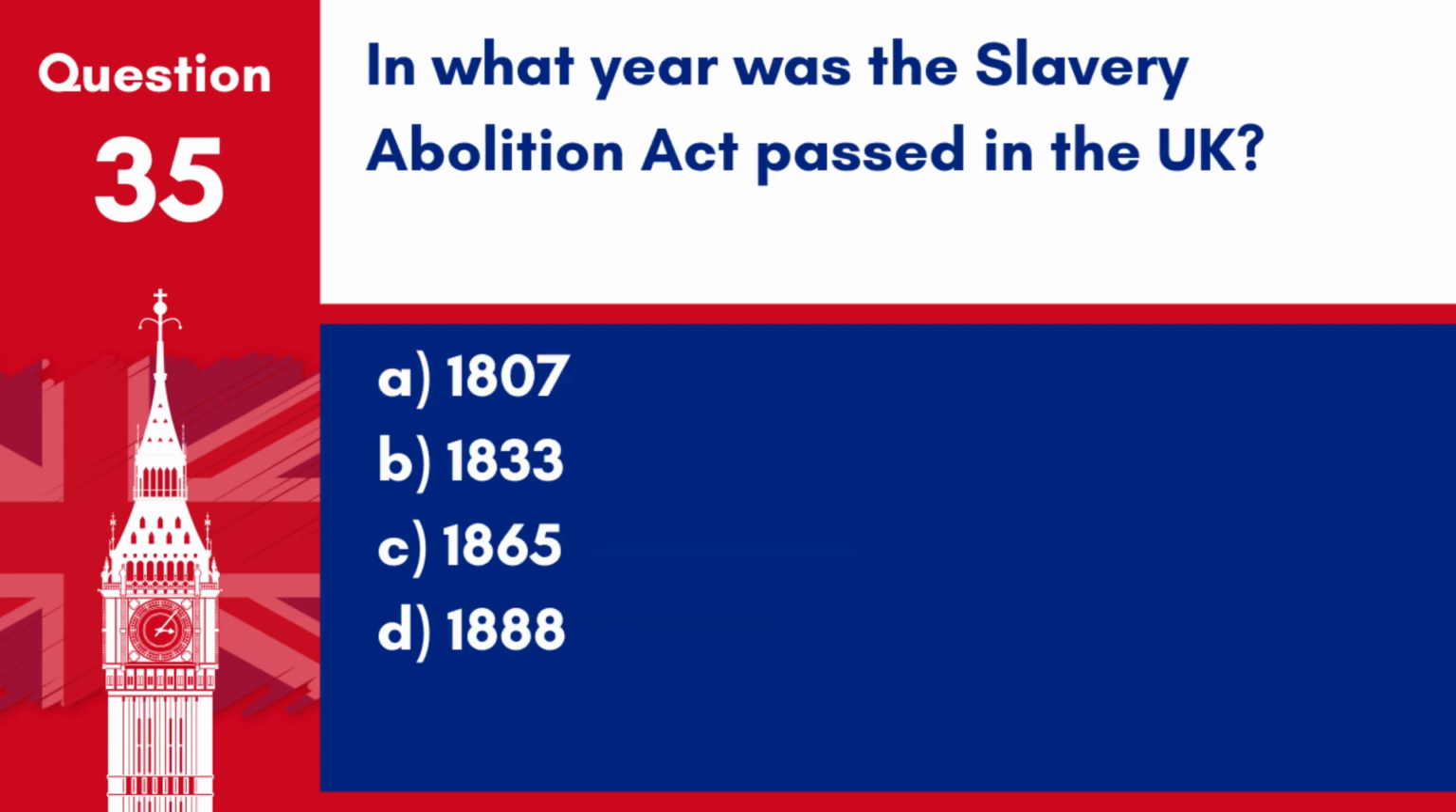Question 35. In what year was the Slavery Abolition Act passed in the UK? A. 1807. B. 1833. C. 1865. D. 1888. Answer: B. 1833. The Slavery Abolition Act was passed in the UK in 1833, abolishing slavery throughout the British Empire.